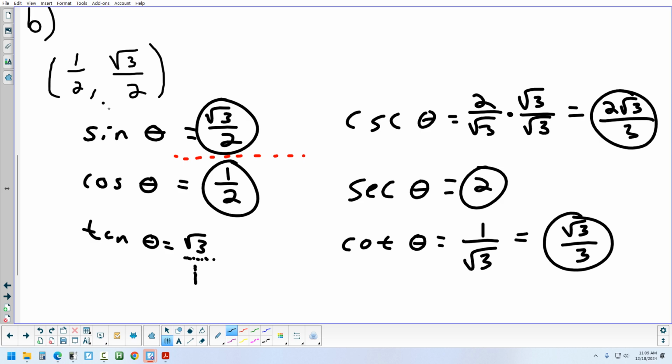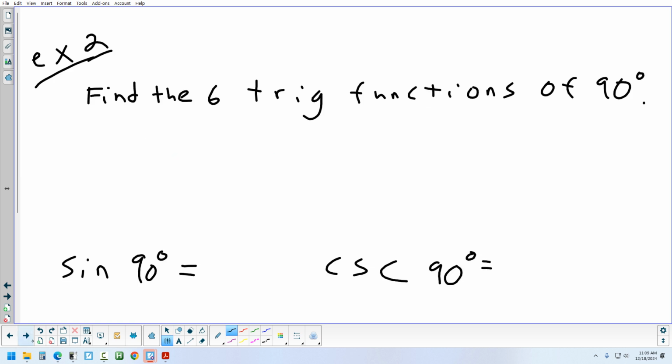If you really want to know what the angle is, it's 60 degrees. That is the coordinate for 60 degrees. But we're going to get to that. Okay, let's try this one.